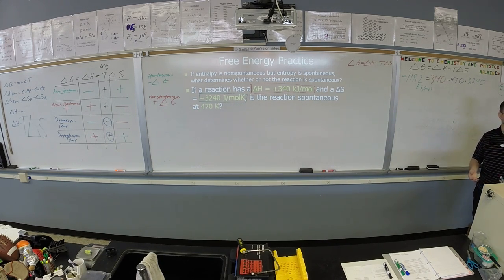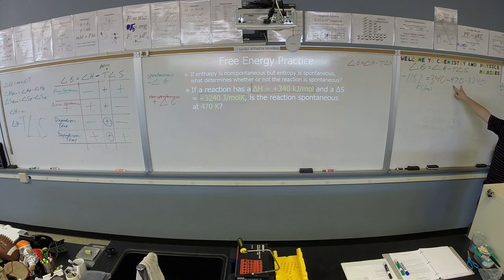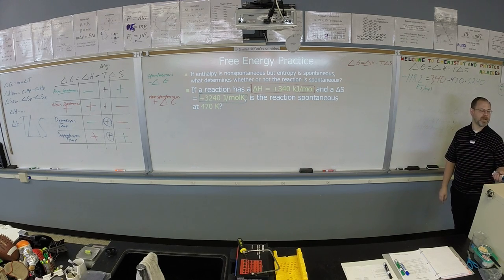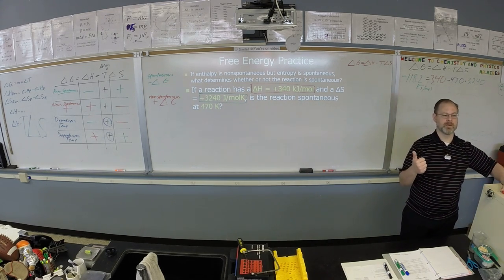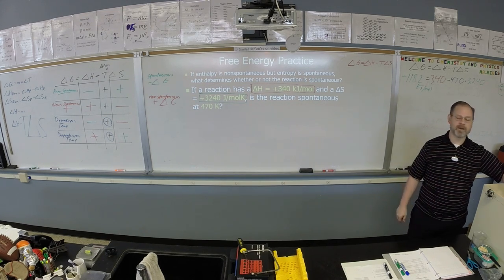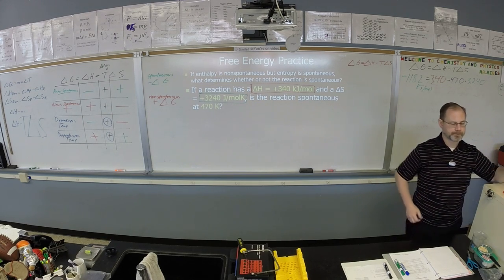Okay, make sense? So what did we do? We took a non-spontaneous enthalpy and a spontaneous entropy. Temperature is the entropy multiplier, and because temperature was so high, entropy won, and the system became spontaneous. Give me a thumbs up if you understand what just happened. Any questions? All right, you got it. Okay, good. Okay, backing up.